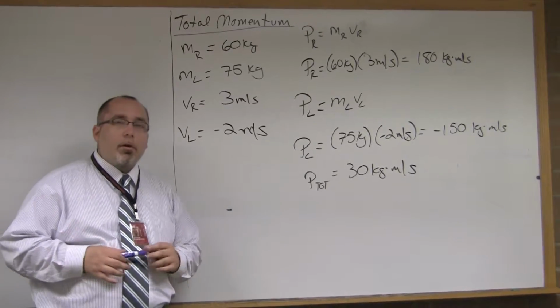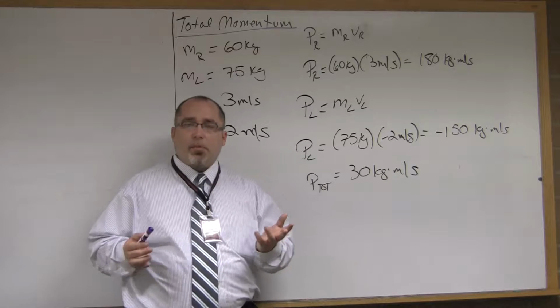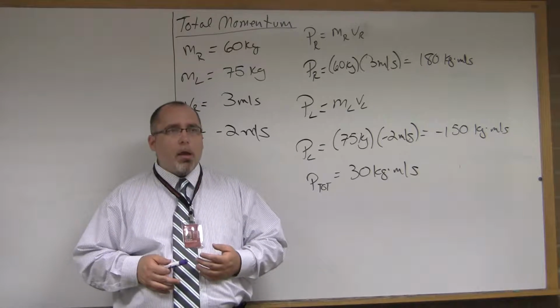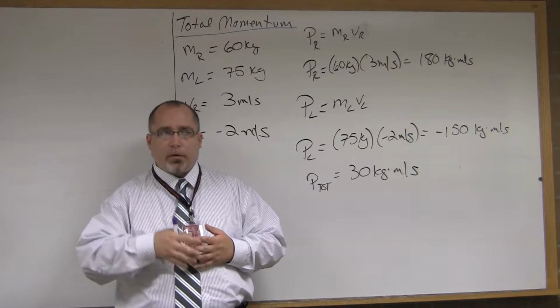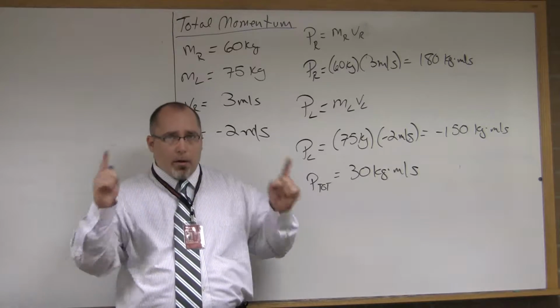All right, now we're going to look at finding total momentum. Now, to find the total momentum of a system, the system is going to include more than one object or more than one person, vehicle, whatever it is. You find their individual momentums and then you add them together. So you have to find the momentum of each individual component of the system and then add all the components' momentums together.